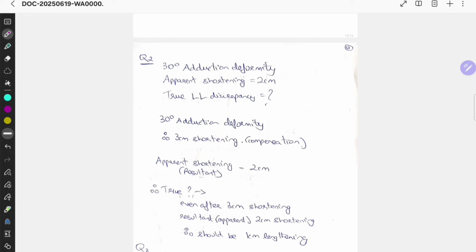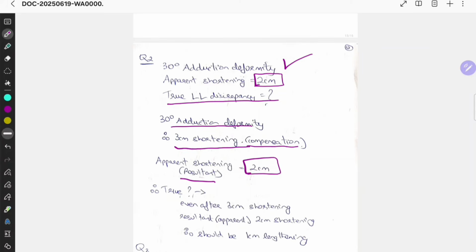Let's suppose this patient has 30-degree of adduction deformity, and the apparent shortening is 2 centimeter. Now tell me what is the true limb length discrepancy. So the patient has 30-degree of adduction deformity. What does that indicate? That there would be 3 centimeter shortening by compensation. Now the resultant effect shown in the patient is 2 centimeter of apparent shortening. So what should be the true shortening?